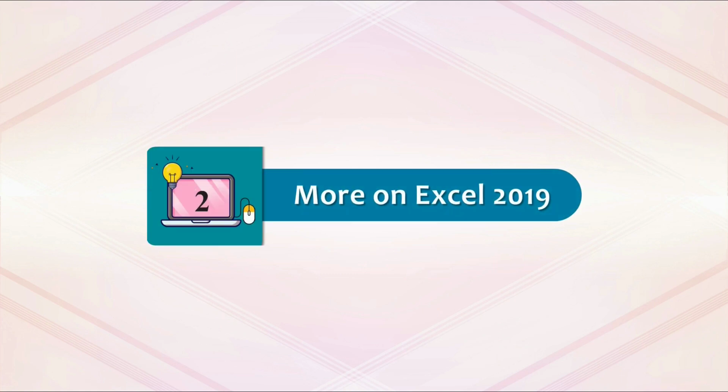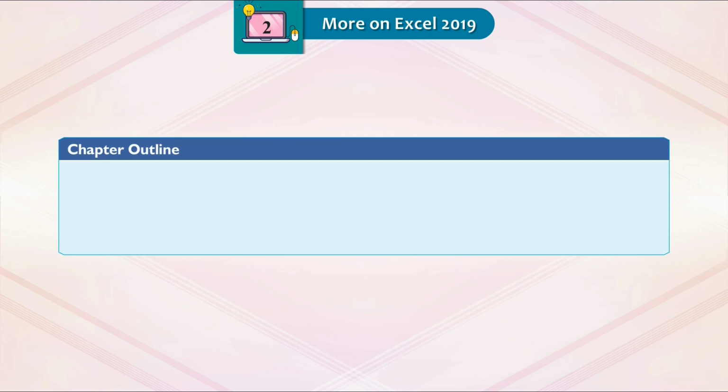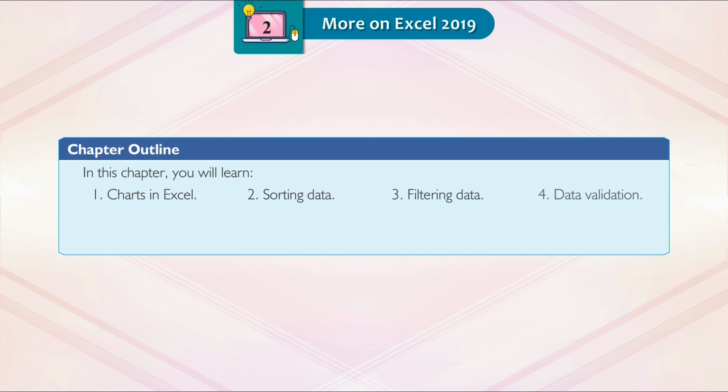Chapter 2. More on Excel 2019. Chapter Outline. In this chapter, you will learn: 1. Charts in Excel. 2. Sorting data. 3. Filtering data. 4. Data validation. 5. Pivot table. 6. Goal seek. 7. Conditional formatting.